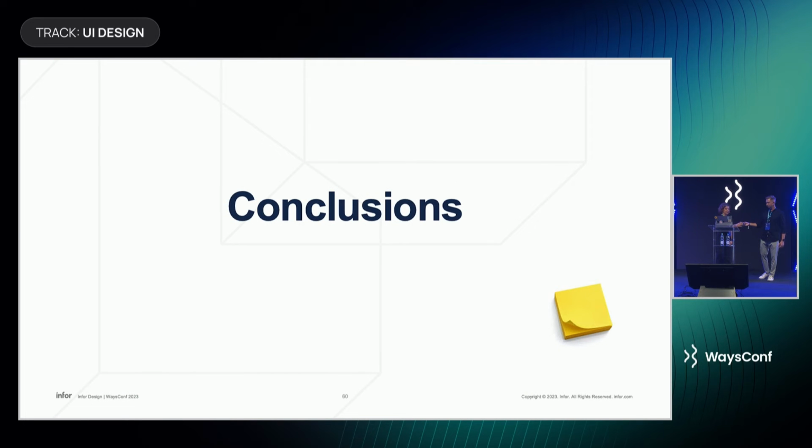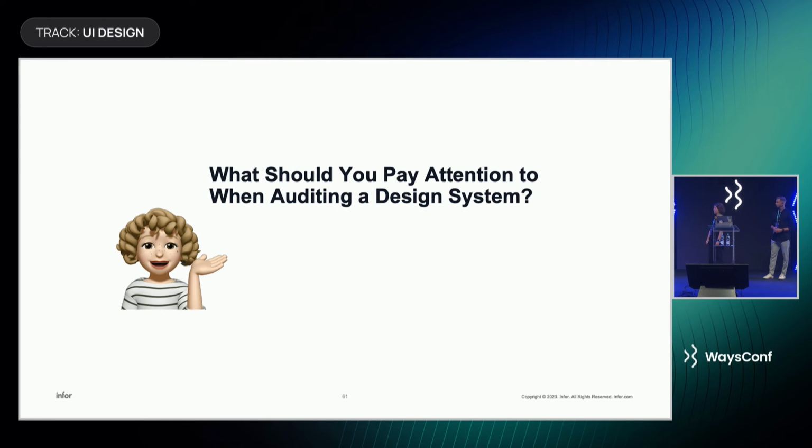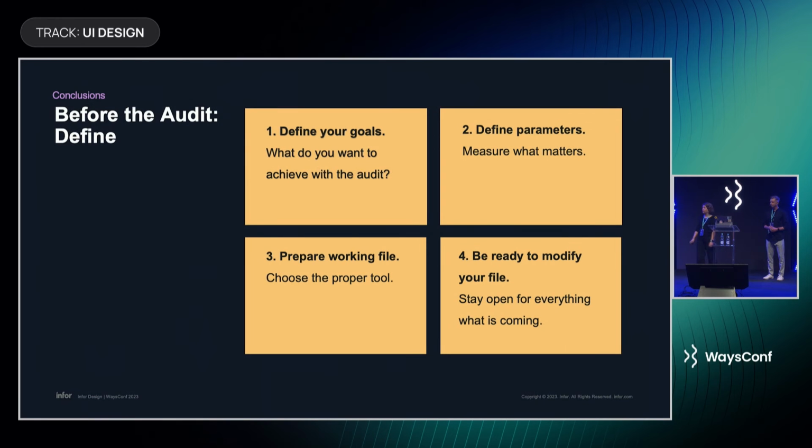So let's jump into conclusions, what we learned from those 2 audits. First, I want to share with you what you should pay attention to when you're auditing your design system, your components library. And this is the outcome from our experience. So first, which might be obvious, define your goal. The better you define your goal, the more successful you're going to be in achieving it.